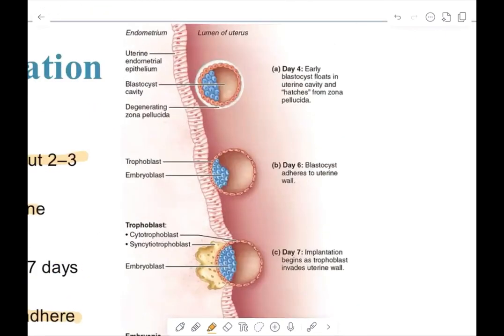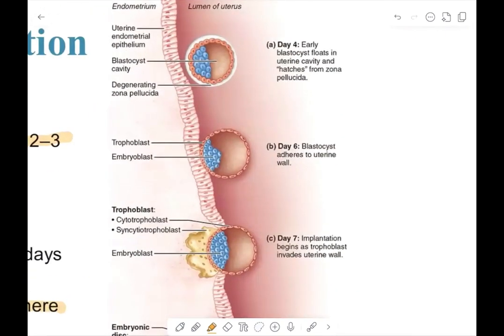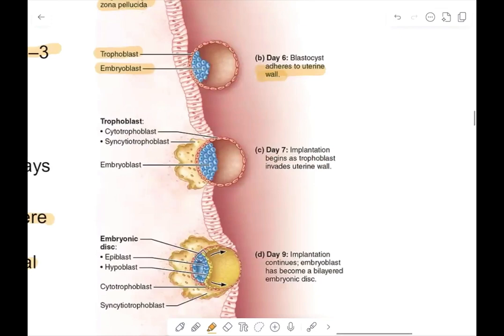If we zoom in here, we can see that time period. So here's the degenerating zona pellucida, where the blastocyst is hatching. So it hatches from its zona pellucida. At day 6, the blastocyst starts to adhere to the uterine wall. So here's the outer trophoblast cells and the inner embryoblast cells. At day 7, the implantation process begins as the trophoblast invades the uterine wall, the endometrium.